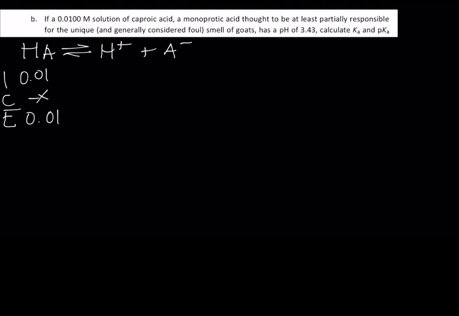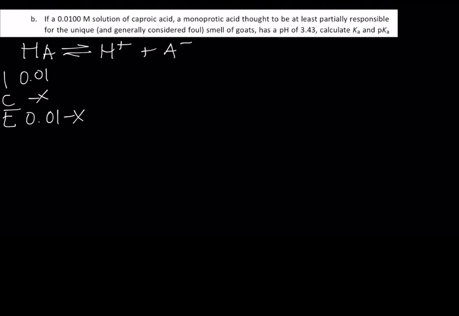So for the acid, we'll designate it as HA, where it will dissociate to give you H plus and A minus. Because it's a weak acid, we'll use an ice table to document its change in equilibrium. So the initial concentration that we start off with is 0.01, the change is negative x, and its equilibrium will be 0.01 minus x.